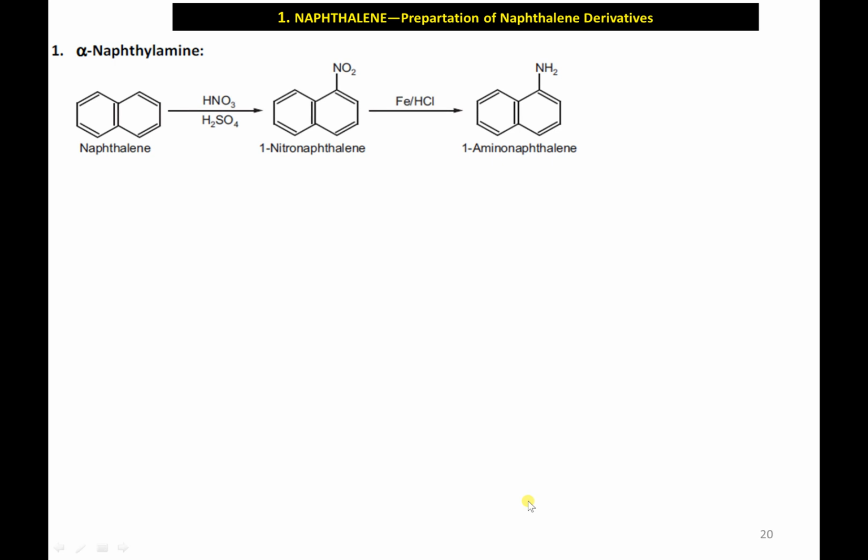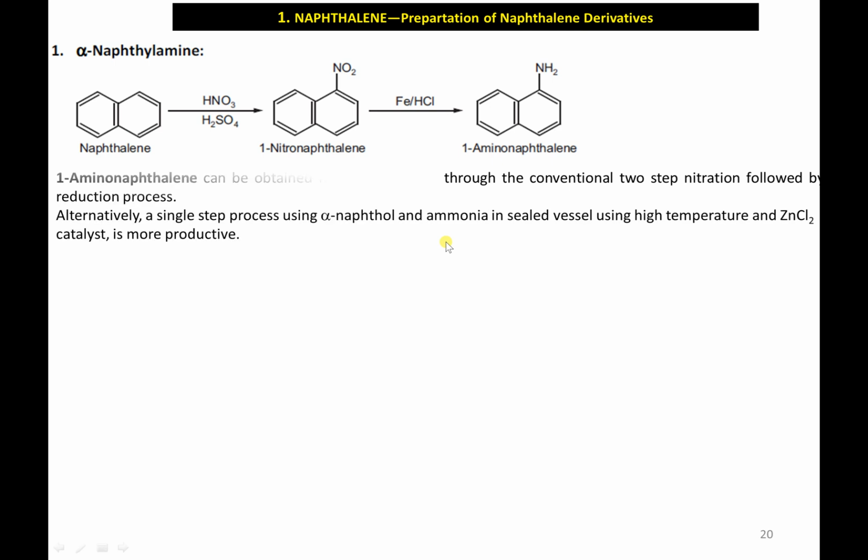There are certain naphthalene derivatives. The simplest is alpha naphthylamine, and like benzene you convert it into nitronaphthalene like nitrobenzene, and then reduce it with iron and HCl, so you get 1-amino naphthalene. It is a two-step nitration and reduction process.